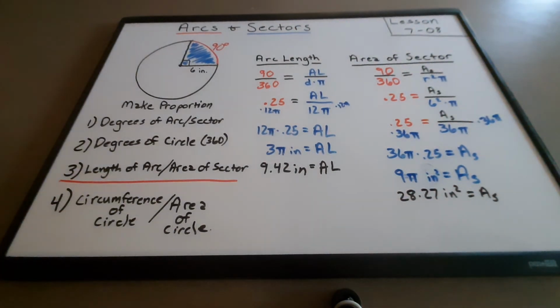Notice why we use proportions. Both problems become very simple, straightforward methods by using proportions and creating a fraction equaling another fraction.